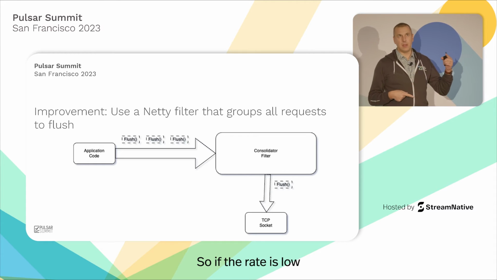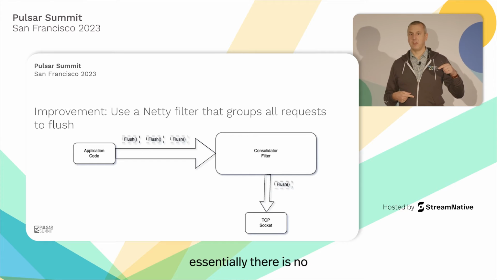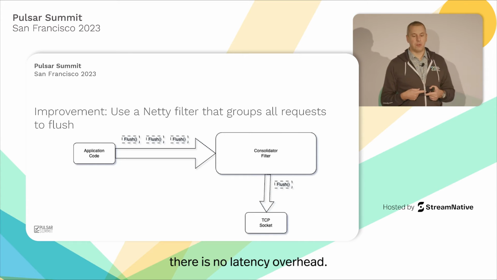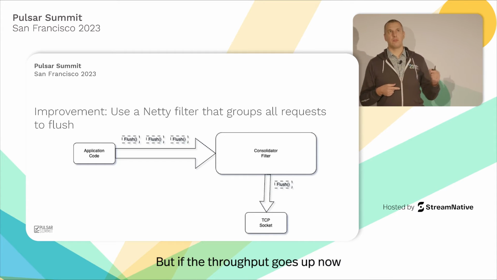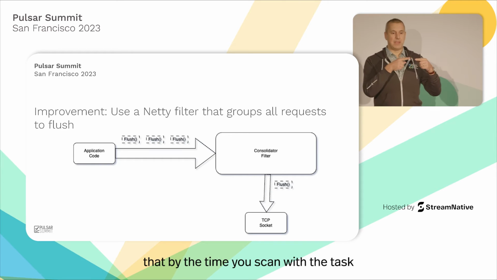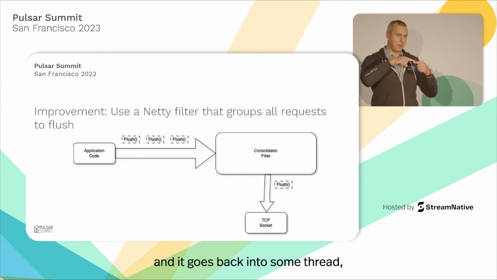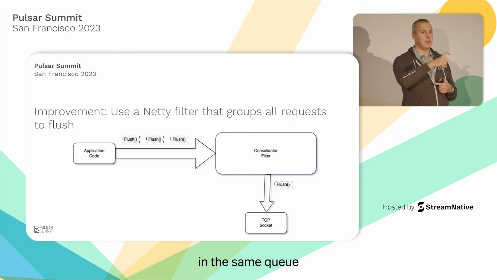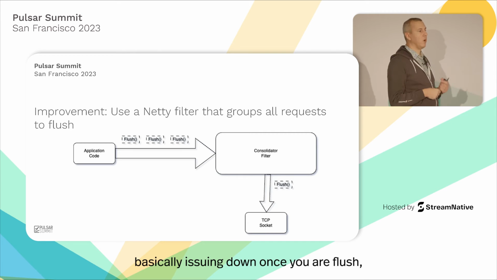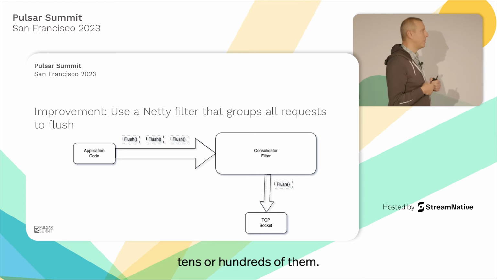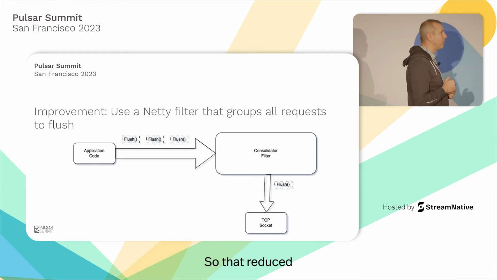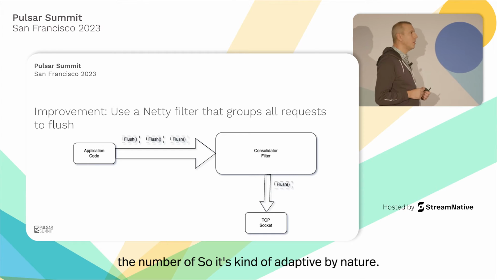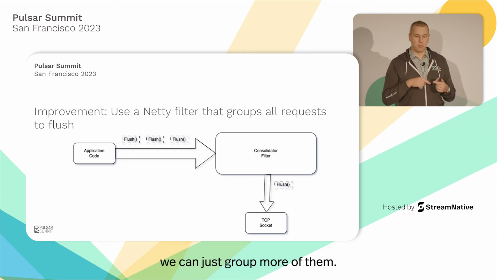So if the rate is low, essentially there is no latency overhead. But if the throughput goes up, by the time you schedule the task and it goes back in the same thread, you have accumulated a bunch of other flushes in the same queue. At this point, we issue down one single flush. Basically, we can get rid of tens or hundreds of them. So that reduced a lot the number of syscalls. So it's kind of adaptive by nature. As throughput increases, we could just group more of them.